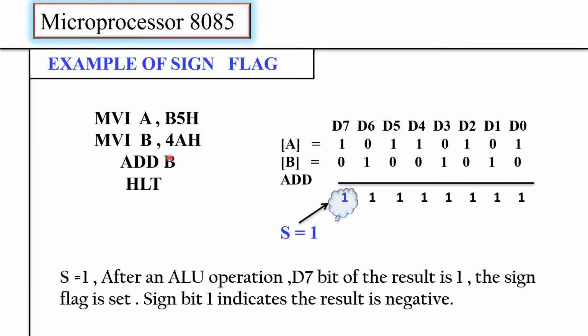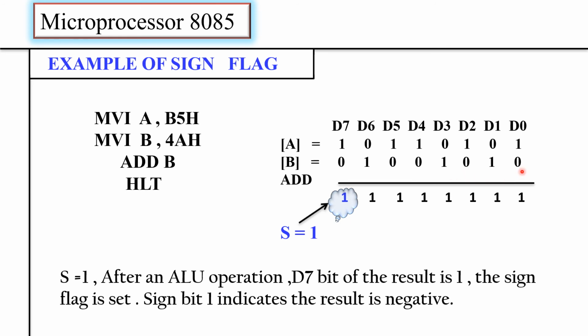So here we are doing the addition of two numbers, B5 and 4A. The accumulator A holds B5, converted into a binary number: B is 1011, and 5 is 0101. B is nothing but 11. And 4A: 4 is 0100, and A is 10, so 1010.